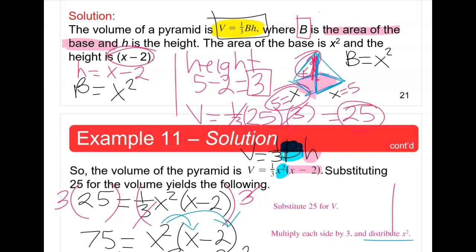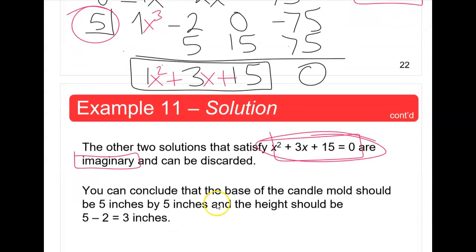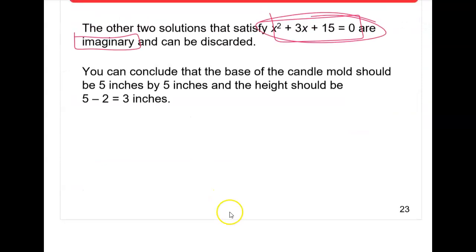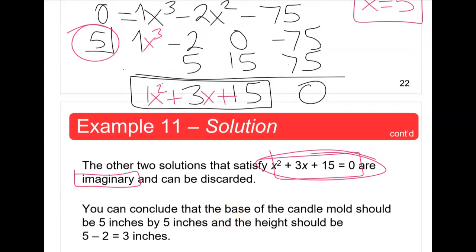So what is the answer here? The side of the base is 5 inches and the height is 3 inches. And that is the last problem. Sorry this video is so long, but so many things to cover.